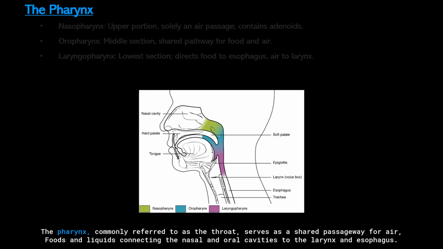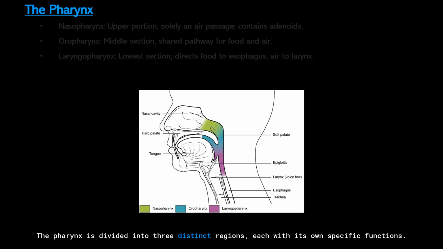The pharynx, commonly referred to as the throat, serves as a shared passageway for air, foods, and liquids, connecting the nasal and oral cavities to the larynx and esophagus. The pharynx is divided into three distinct regions, each with its own specific functions.